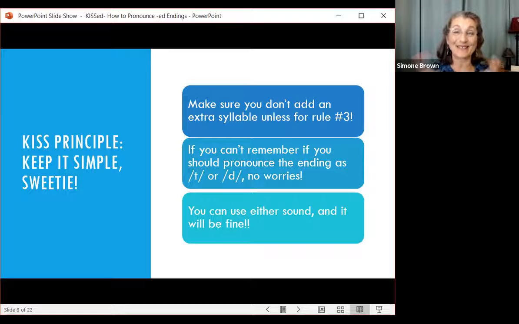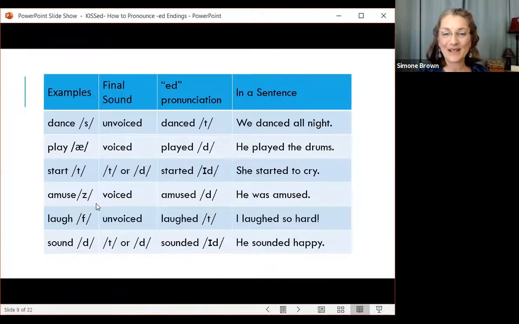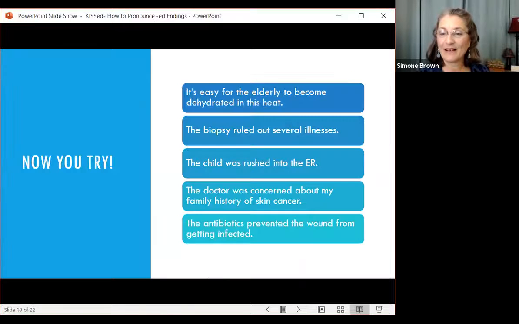So really, there's only two things you have to decide. Does it add an extra syllable because it ends in a T or a D, the base word? All the rest of them, you could just do a D and it would be okay. I'm gonna prove it to you in just a minute. That's how I'm keeping it simple, sweetie. Okay. All right, so now you try.